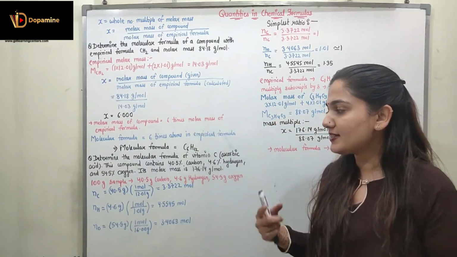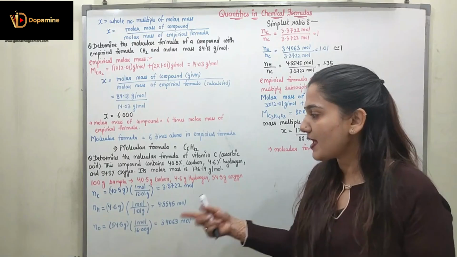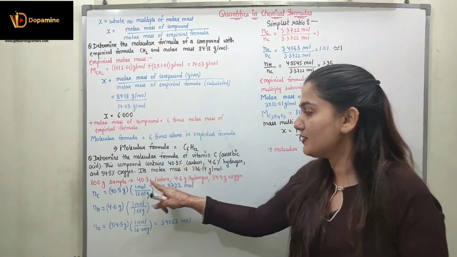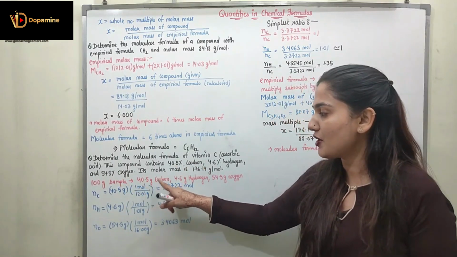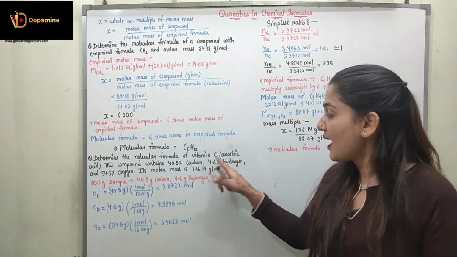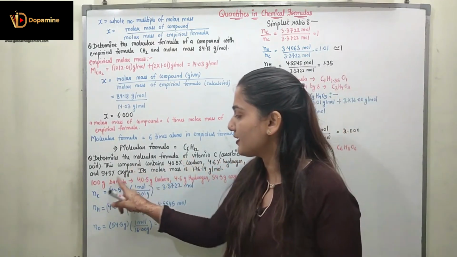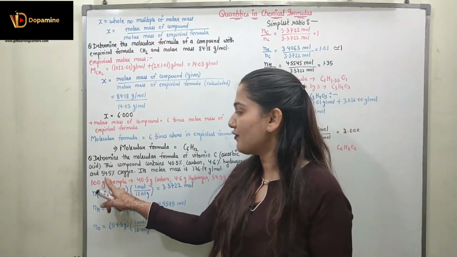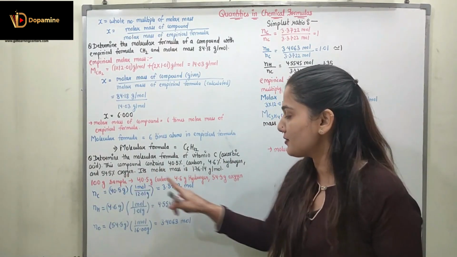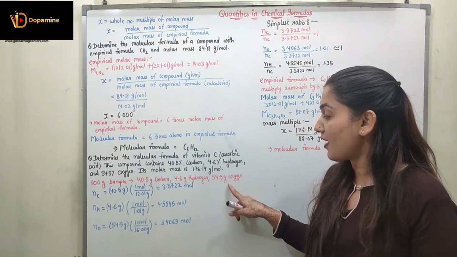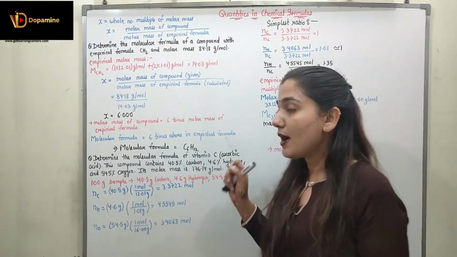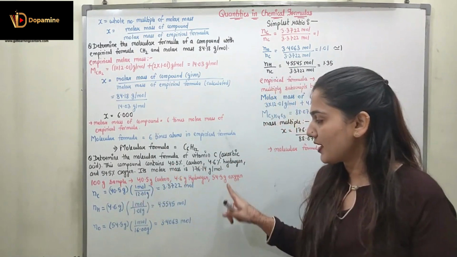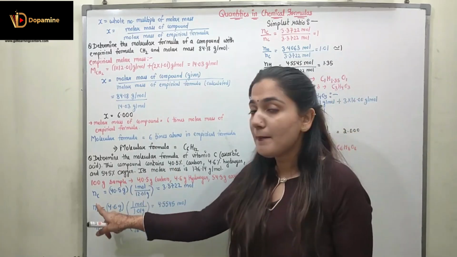First of all, let's consider we have 100 gram of the sample. 40.5% is carbon, so in a 100 gram sample I have 40.5 gram of carbon. I have 4.6% hydrogen, so in a 100 gram sample I will have 4.6 gram of hydrogen. Similarly, I have 54.5% oxygen, so in a 100 gram sample I will have 54.5 gram of oxygen. Now I know the given masses. We know their molar masses as well, the molar mass of carbon, hydrogen and oxygen. Now we can find the amount in moles.